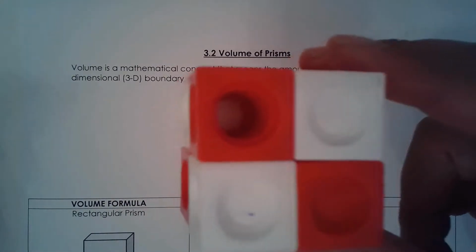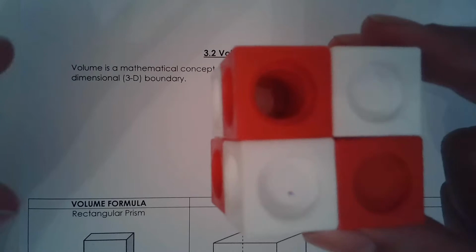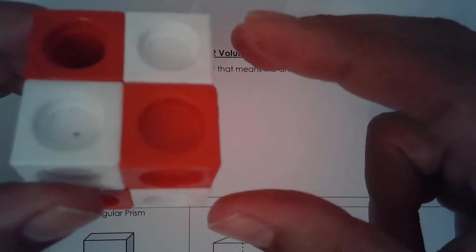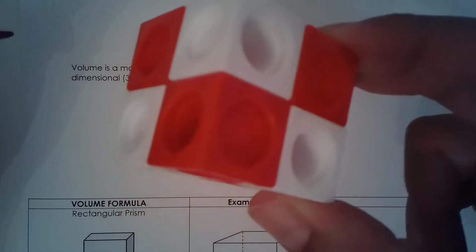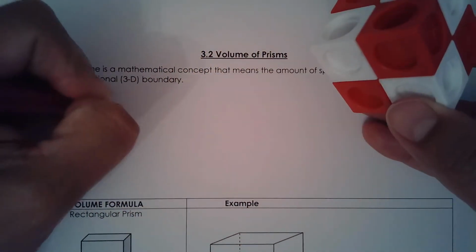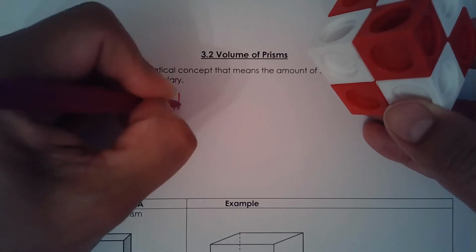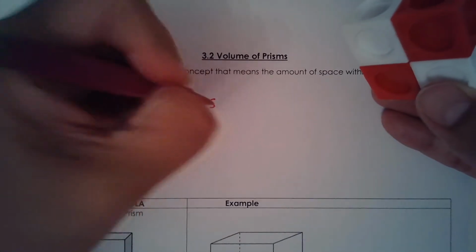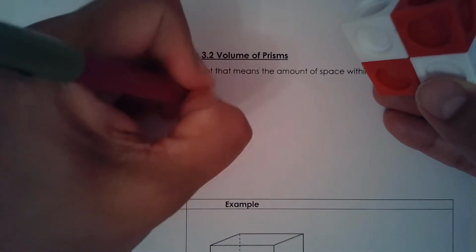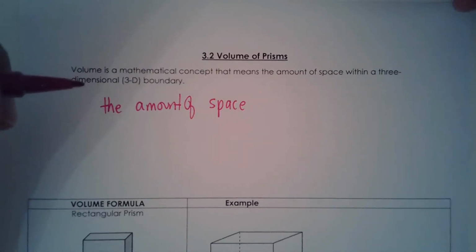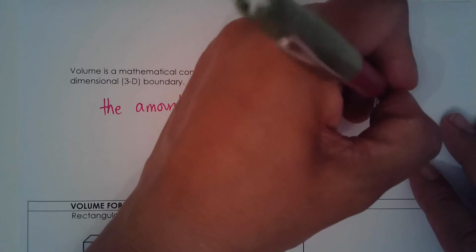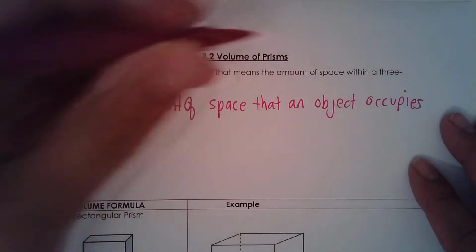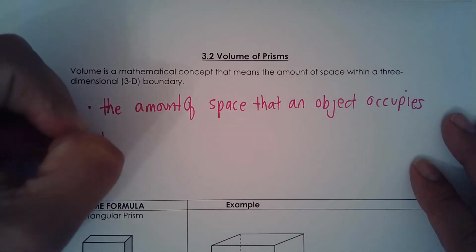Well, with volume, it's actually the amount of space within a three-dimensional boundary. You can think of volume as the amount of space that an object occupies. And it is measured in cubic units.